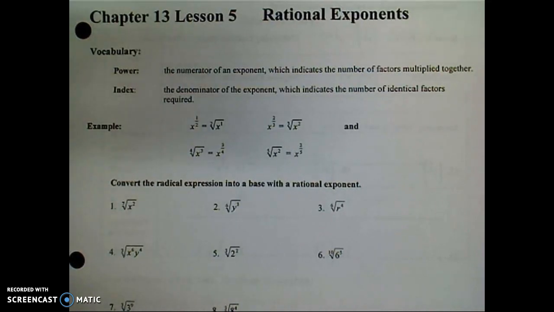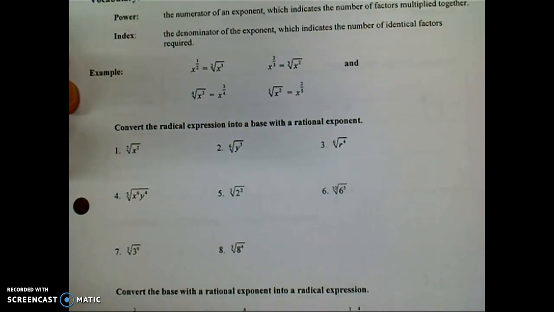And so as a reminder, the power that a number is being raised to, or an expression is being raised to, that's going to be the numerator of the exponent. That's the number of factors multiplied together. The index is going to be the denominator of the exponent. So that's the number of identical factors that are required. And so let's take a look at a couple of examples.